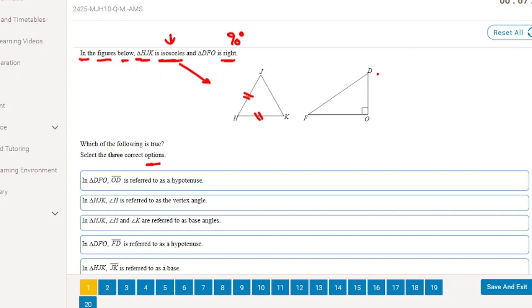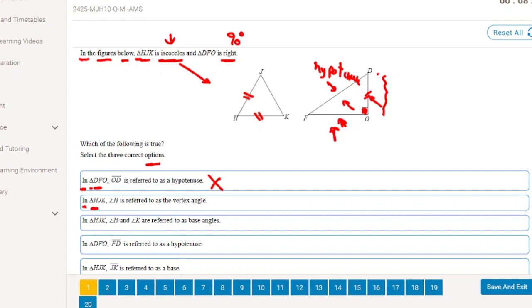Select the three correct options. In triangle DFO, OD is referred to as a hypotenuse. This is the wrong answer. The hypotenuse in a right triangle is the side opposite the 90 degree angle. So this FD is the hypotenuse, and these two sides are legs. I will call this one leg and this the other leg.